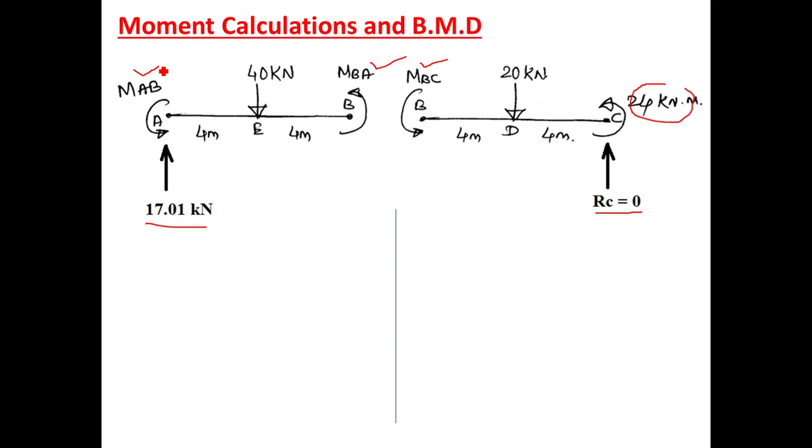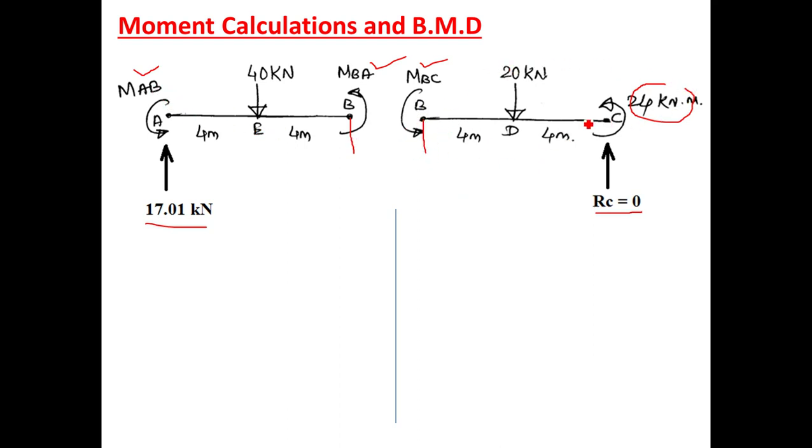Since these three moments are not known to us, initially we will assume all three moments in the anti-clockwise sense, that is positive, with the external loads 40 kilonewton and 20 kilonewton at a distance of 4 meter. Once you draw these two members, we have to apply the simple mechanics equation, summation of moment about point B equal to 0, to find out the moments.